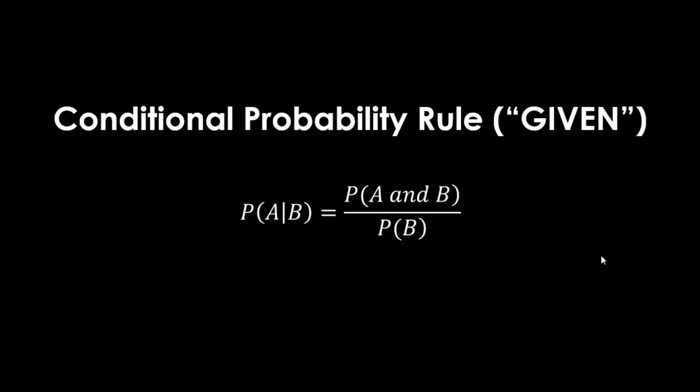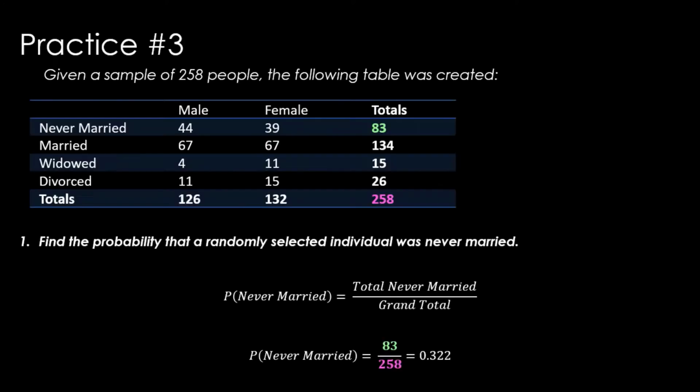The key phrase for problems that use the conditional probability rule is this word given. The probability of one event, A, happening, given that another event, B, has already occurred. Let's look at an example of a problem that uses the conditional probability rule. So, given a sample of 258 people, the following table was created. Find the probability that a randomly selected individual was never married.